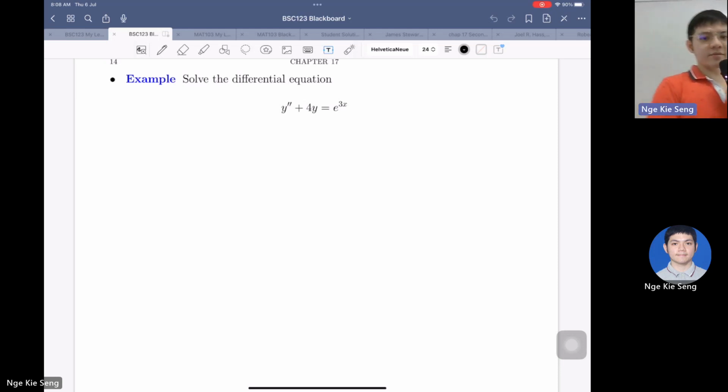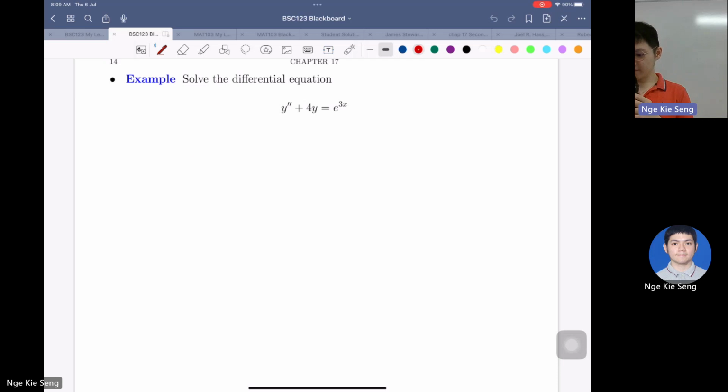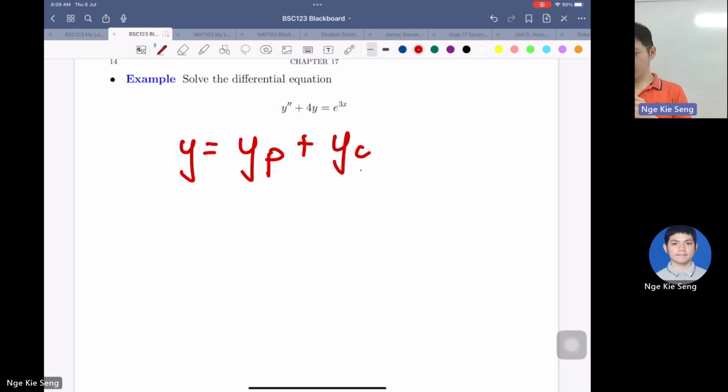Okay, so last time we said that if the differential equation is non-homogeneous, so the right side is not equal to 0, then we need to find the characteristic equation for the homogeneous part. The non-homogeneous equation has two solutions, right? It's yp plus yc, where yc is the solution to the homogeneous counterpart.